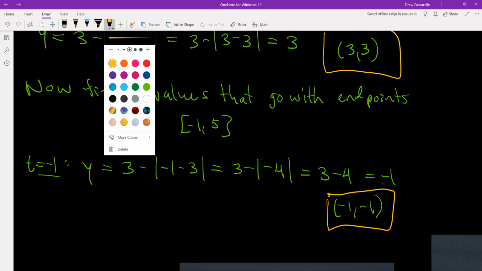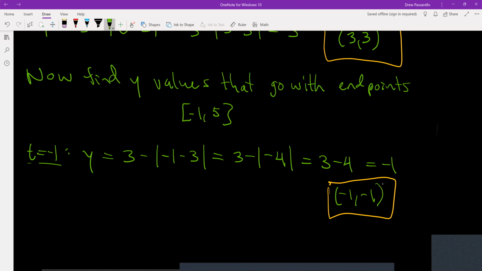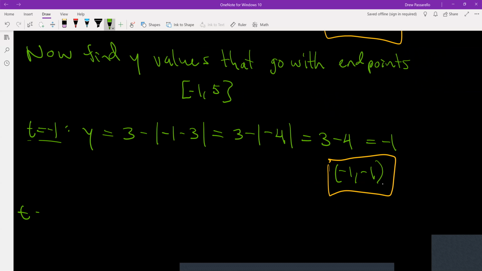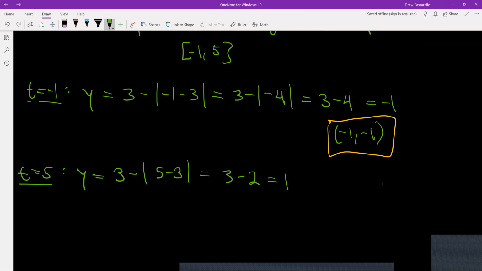Now plugging in 5. That's 3 minus the absolute value of 5 minus 3. That's the absolute value of 2, which is 2. So that's 3 minus 2. You get 1. So that gives us the point 5, 1.